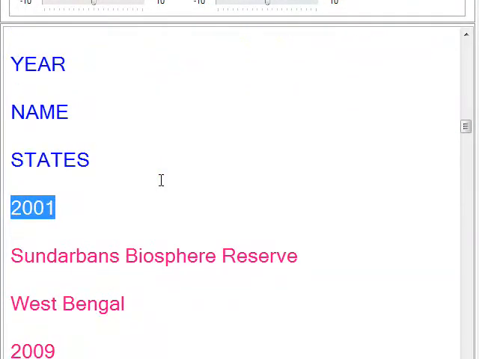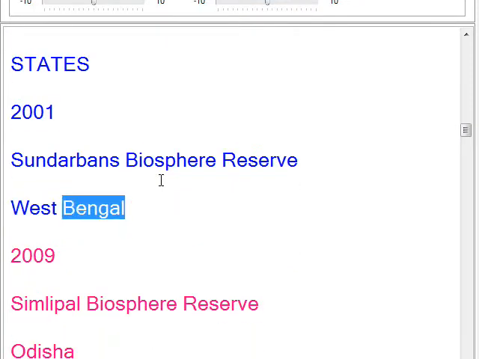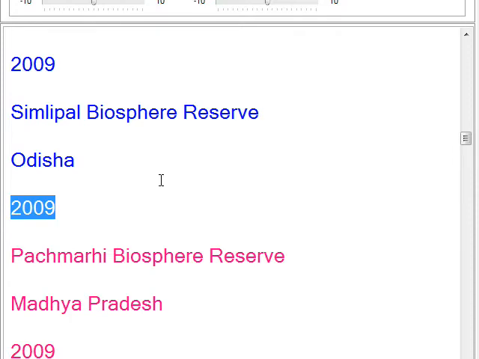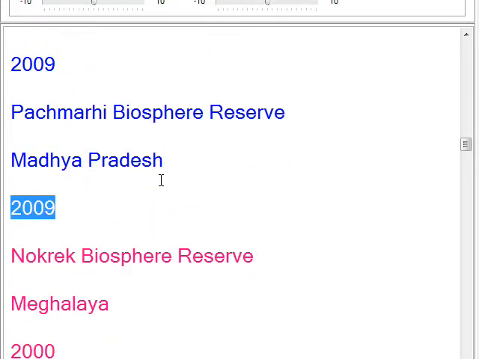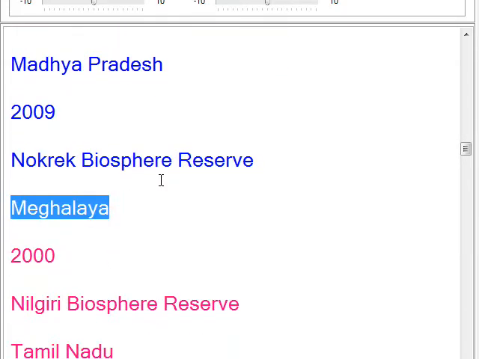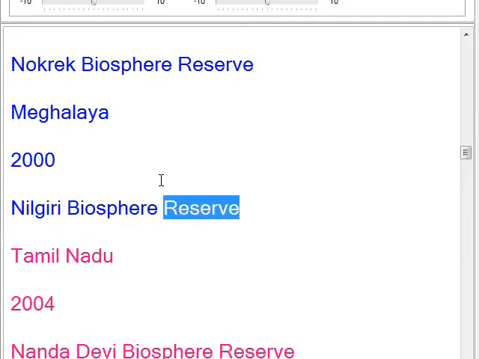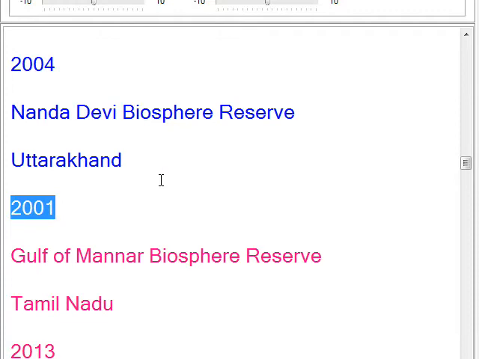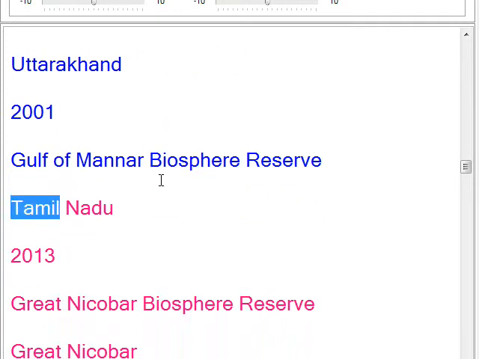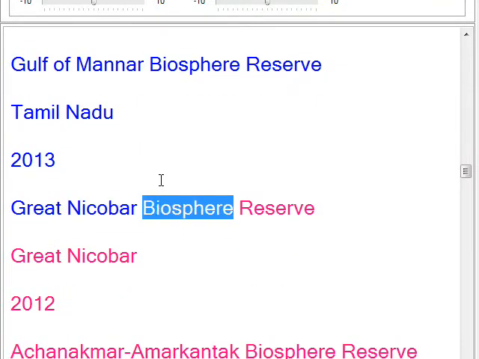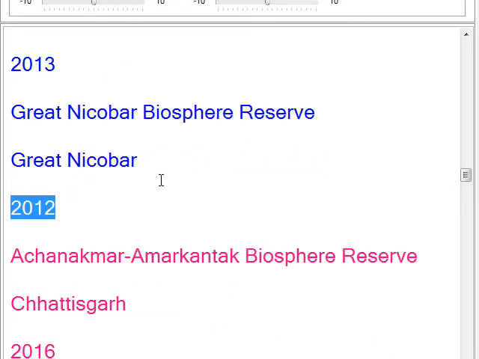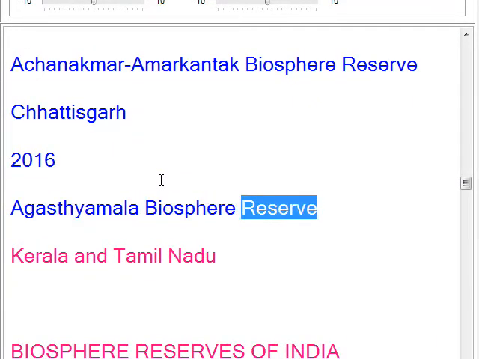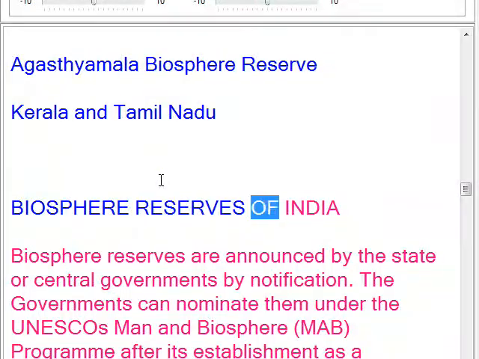Year, name, states. 2001: Sundarbans Biosphere Reserve, West Bengal. 2009: Similipal Biosphere Reserve, Odisha. 2009: Pachmarhi Biosphere Reserve, Madhya Pradesh. 2009: Nokrek Biosphere Reserve, Meghalaya. 2000: Nilgiri Biosphere Reserve, Tamil Nadu. 2004: Nanda Devi Biosphere Reserve, Uttarakhand. 2001: Gulf of Mannar Biosphere Reserve, Tamil Nadu. 2013: Great Nicobar Biosphere Reserve, Great Nicobar. 2012: Achanakmar-Amarkantak Biosphere Reserve, Chhattisgarh. 2016: Agasthyamalai Biosphere Reserve, Kerala and Tamil Nadu.